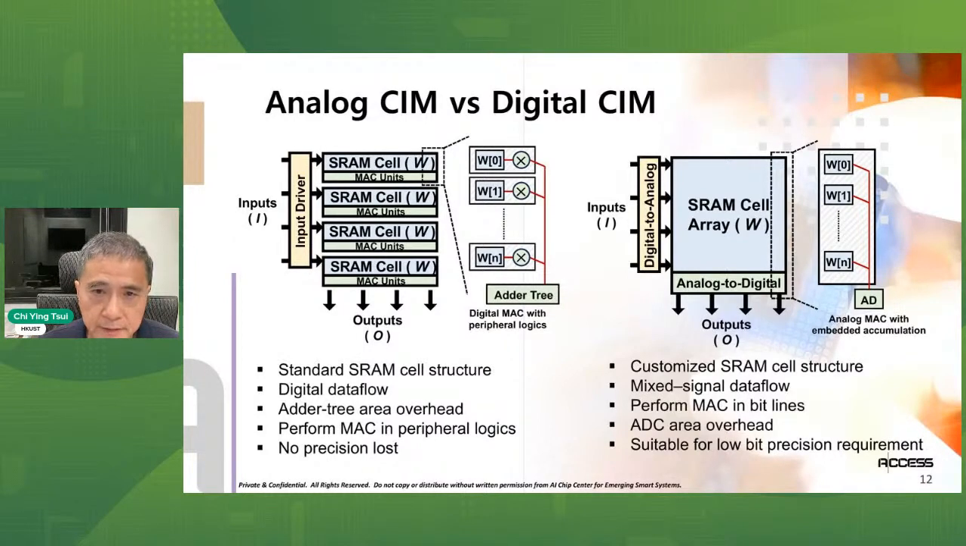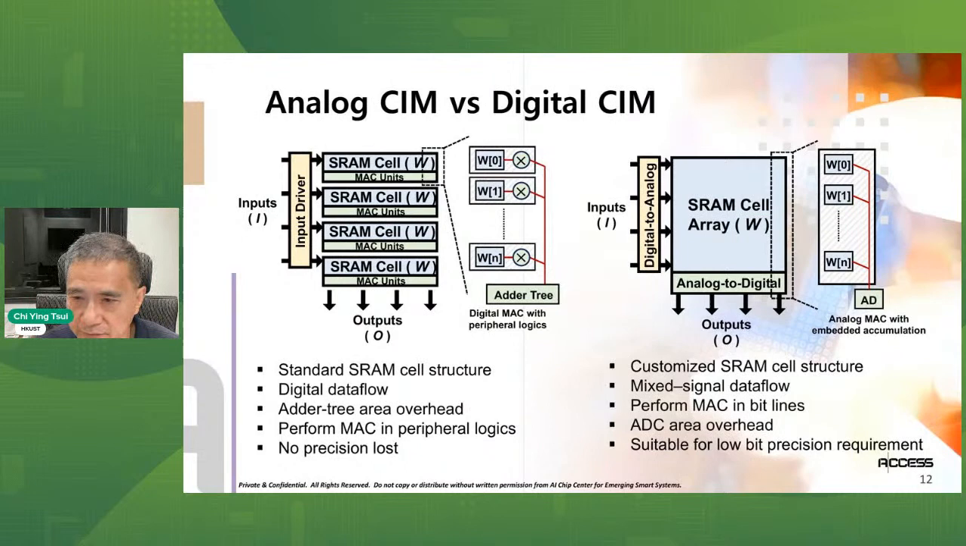For SRAM-based CIM, you also have two types. We can do digital CIM, and also analog CIM. For digital CIM, the weights are stored in the SRAM, and the inputs go through the input driver to connect to the SRAM. The weight is multiplied with the input, and then digital circuits do the accumulation, which is basically adder trees that add all the partial multiplications together. Therefore, the actual computation is embedded within the SRAM cell.